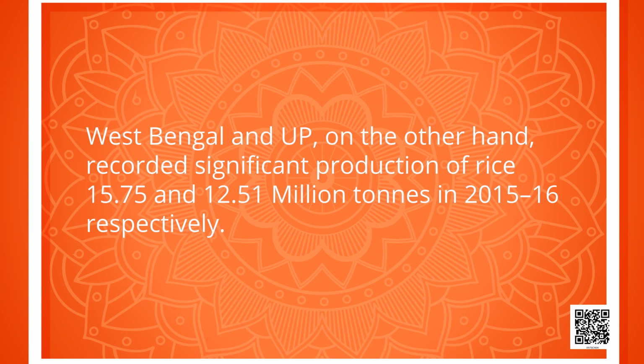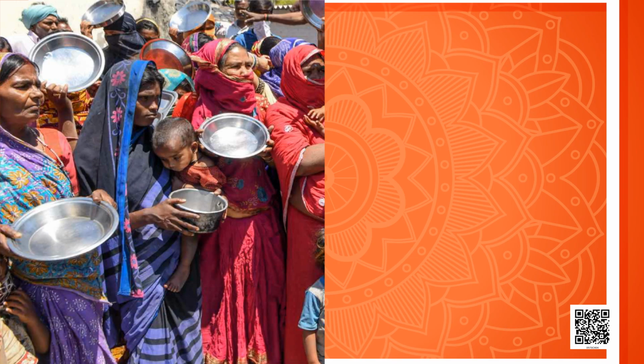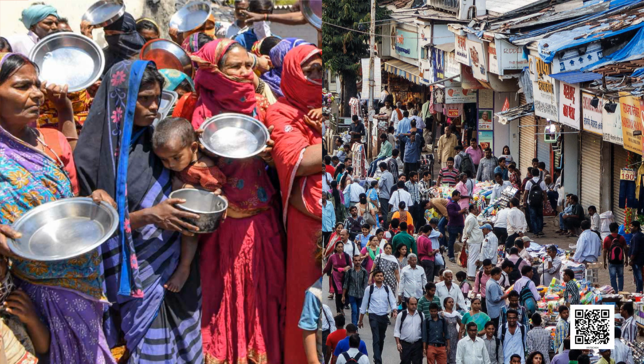Now let's look at the scenario of food security in India. The National Food Security Act, which was passed in 2013, provides for food and nutritional security at affordable prices and enables people to live a life with dignity. Under this act, 75% of the rural population and 50% of the urban population have been categorized as eligible households for food security.